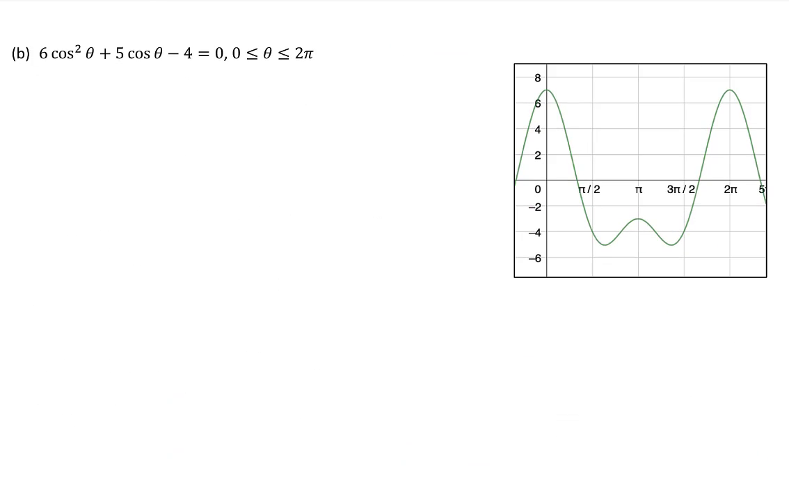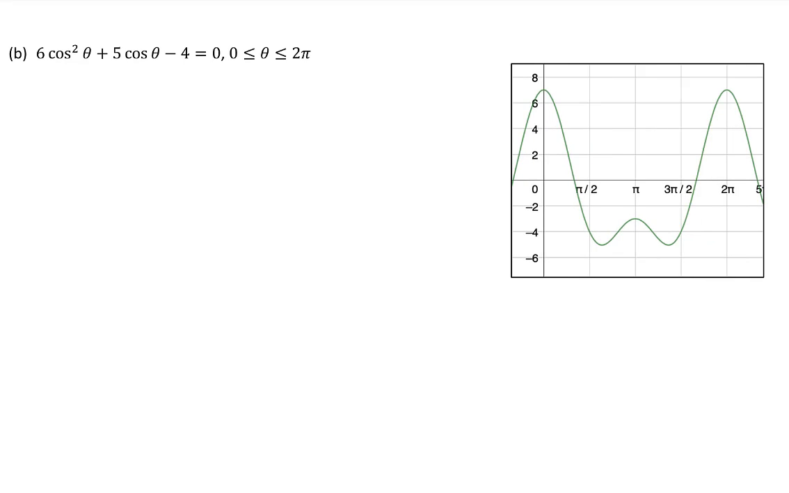So here's the graph of 6 cos squared theta plus 5 cosine theta minus 4. And we want to determine when this equation equals 0. From the graph, we can clearly see that's here and here. And let's look at why there are only 2 solutions for this quadratic expression.